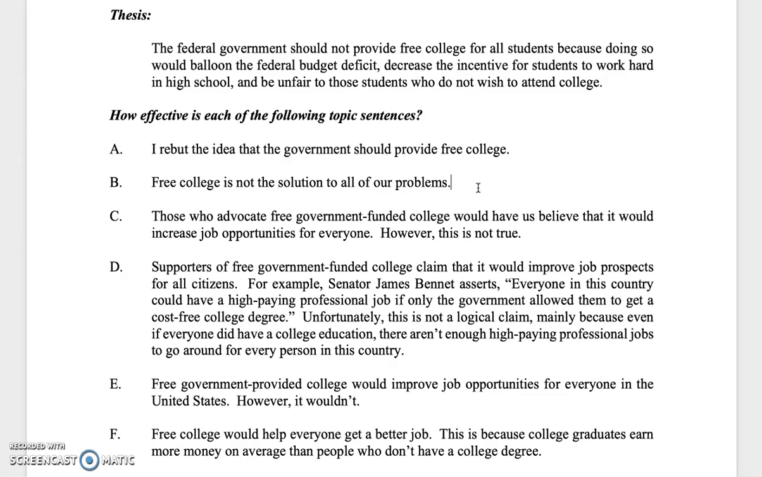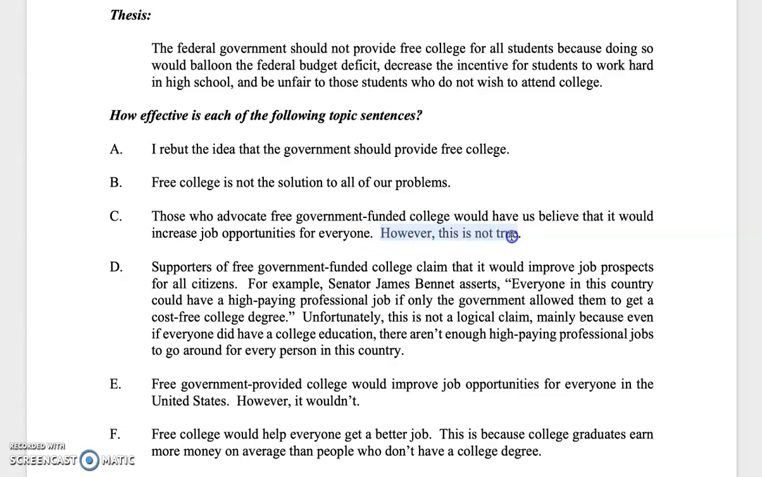C is kind of a mediocre, okay one. It's not great, but it's sort of passable. So it starts by saying, those who advocate free government-funded college would have us believe that it would increase job opportunities for everyone. Okay, so that's good in the sense that it makes it clear that it's the other side's point, those who advocate this and would have us believe. And it says what their point is, right? That it would increase job opportunities. So that part is fine.